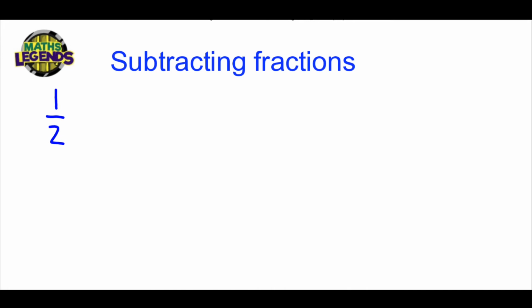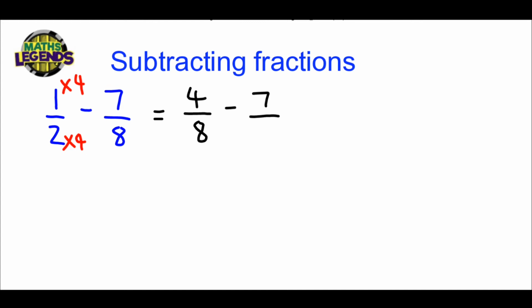1/2 minus 7/8. So here, to make a common denominator, we can multiply the 2 by 4. That gives us 8. We only need to multiply the 2 and don't need to touch the 8 because 8 is divisible by 2. So here we multiply by 4, so we must multiply the top by 4 as well. So this simplifies to 4/8 minus 7/8.